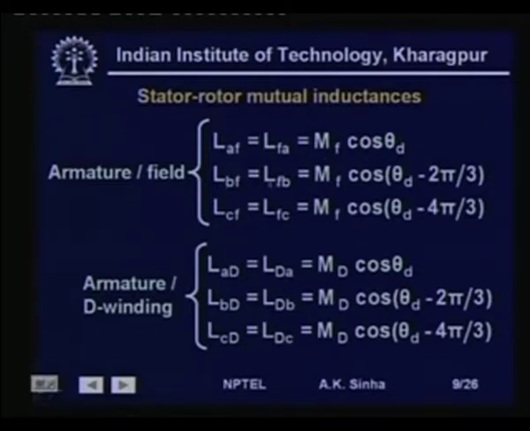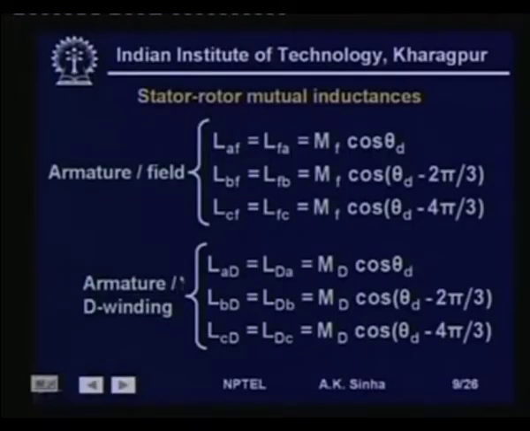Similarly, LBF is equal to LFB is equal to MF into cos of theta d minus 120 degrees, and LCF is equal to LFC is equal to MF cos of theta d minus 240 degrees. That is, since the coils of phase B and C are displaced or lag the axis of phase A by 120 and 240 degrees respectively.